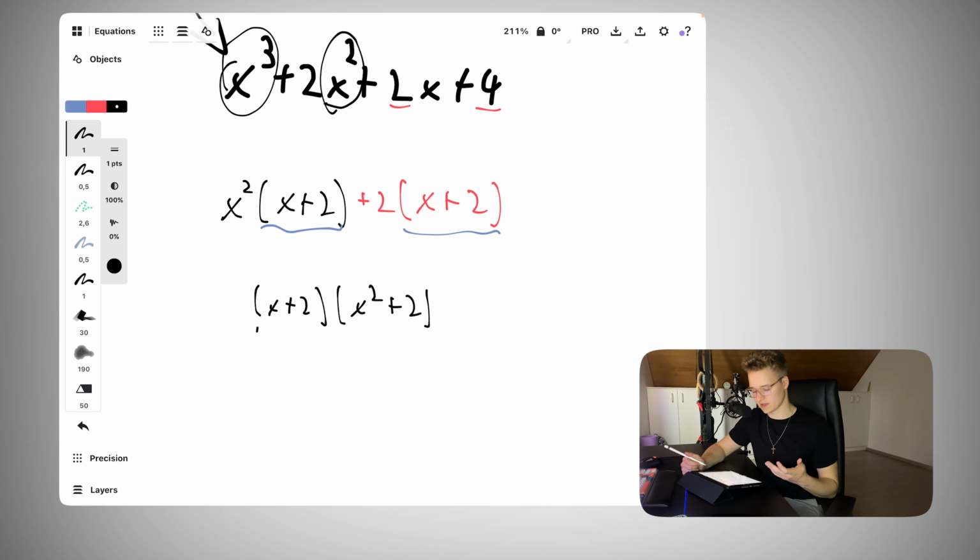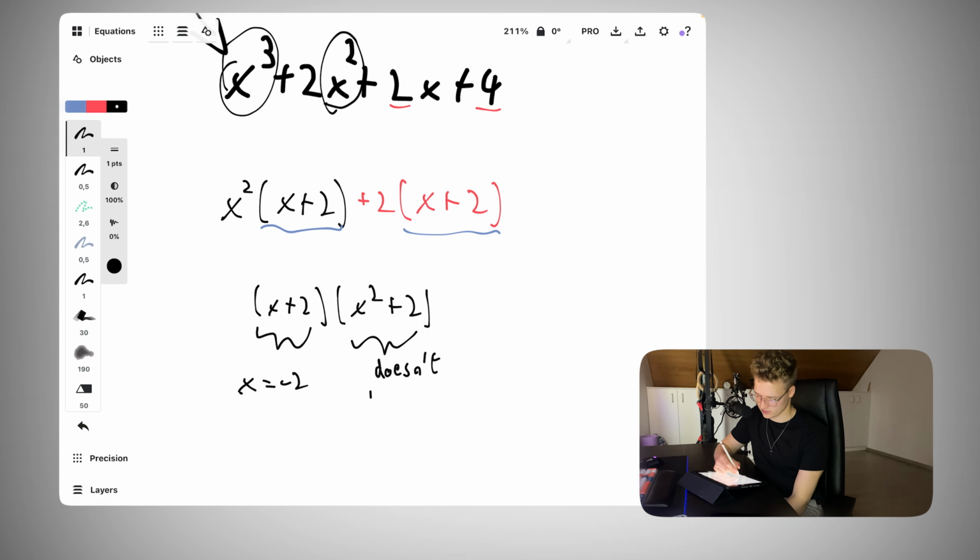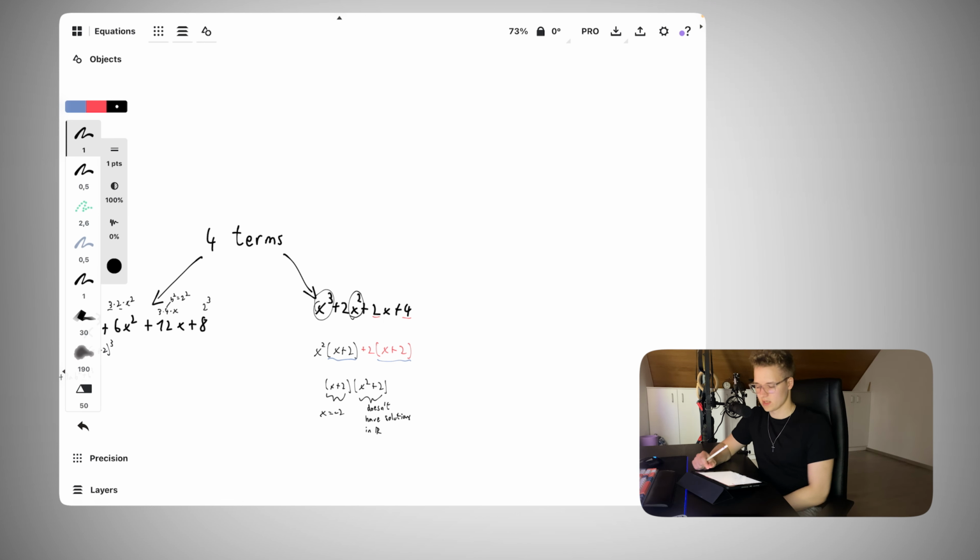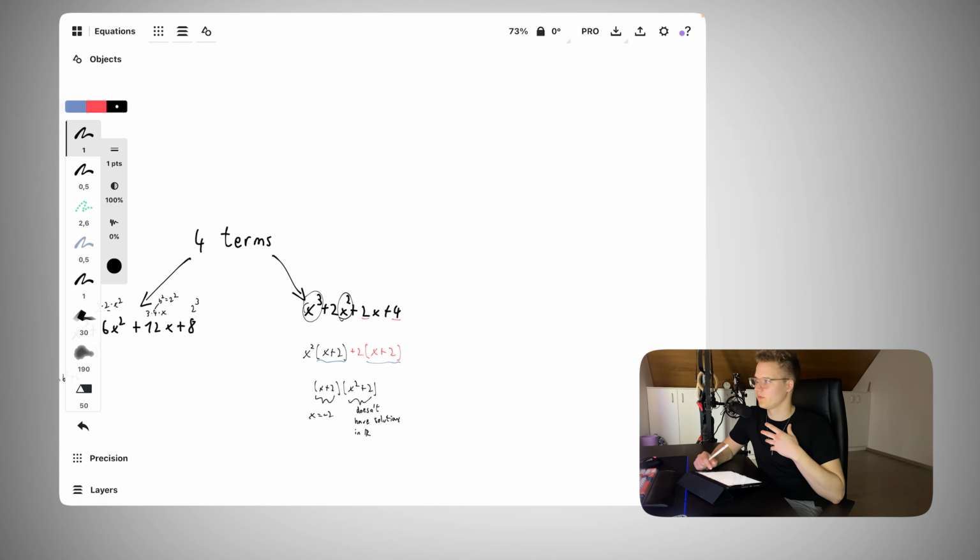This would be the last example, and then we solve for when each term is equal to 0. So x equals minus 2, and this one doesn't have solutions in the domain of real numbers. Okay. And that's basically what can happen if you have 4 terms.